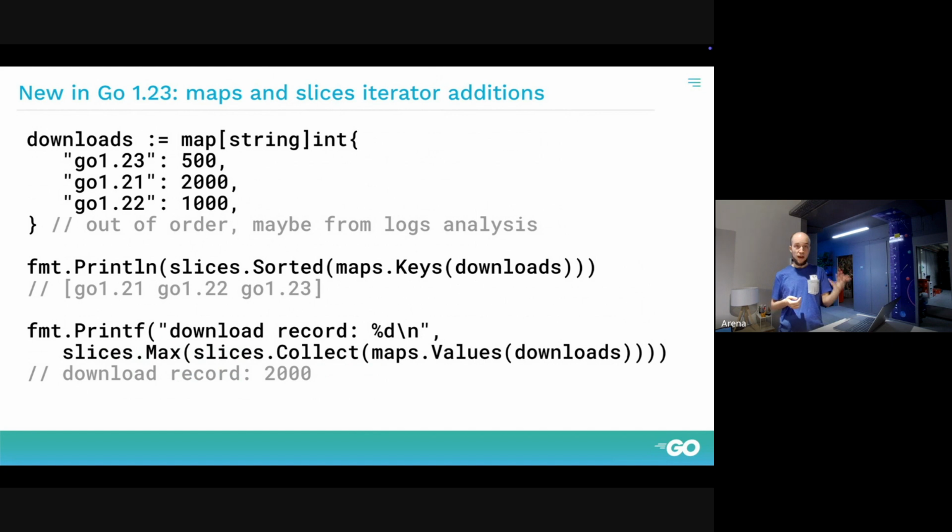Now, if we want to work with the values and figure out which Go version was actually downloaded the most, we could use maps.values, and then there's this slices.max function. But in the middle, we need this other element here, and I'm pointing this out because you need this kind of frequently. slices.collect is a function that takes an iterator and then just collects all of the elements and returns a slice with it. So you can use this to bridge between an iterator-based API and a slice API, right?